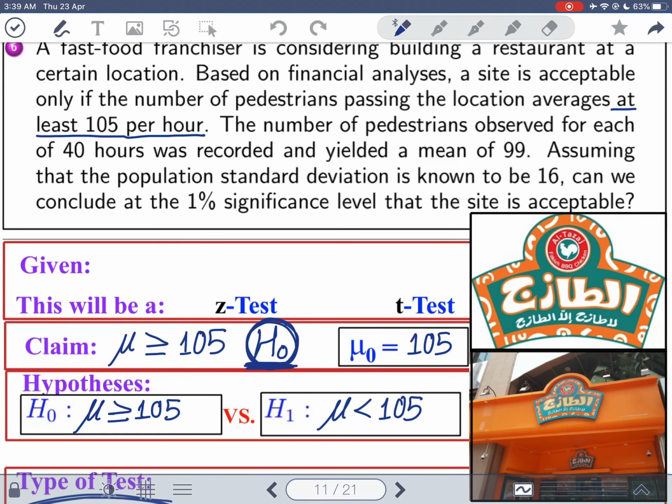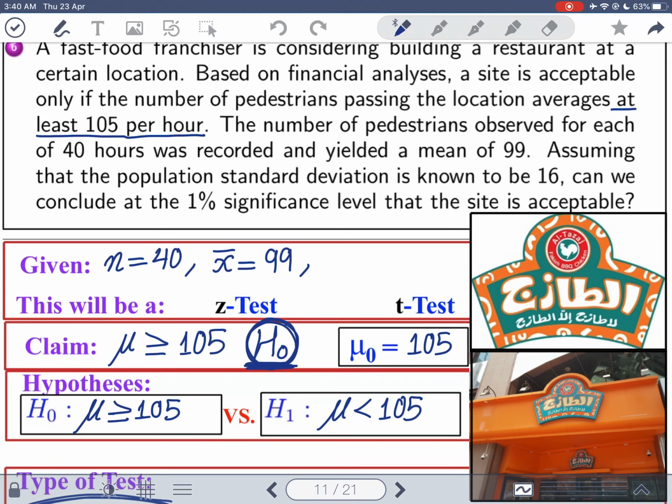Now it says, the number of pedestrians observed for each of 40 hours. So what we did is we took a sample of 40 hours. And we counted for each hour the number of pedestrians, and then we averaged them. So the mean was 99 people that passed by per hour.